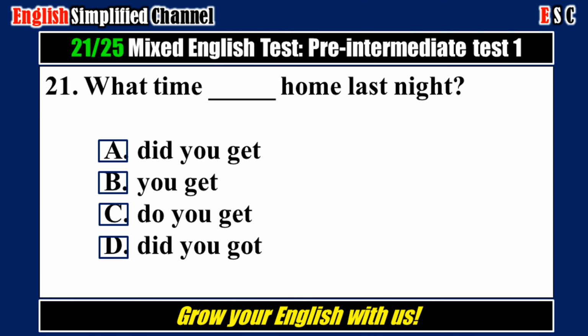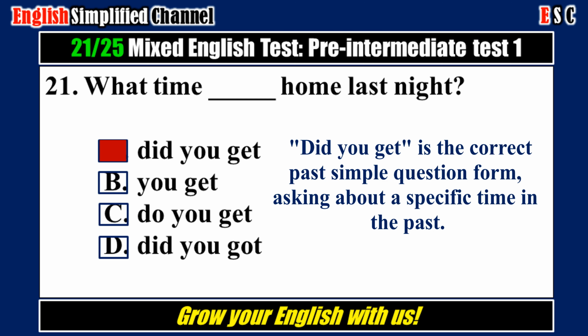21. What time, blank, home last night? A. Did you get? B. You get. C. Do you get? D. Did you got? 21. What time did you get home last night? Answer. Did you get? Did you get is the correct past simple question form, asking about a specific time in the past.